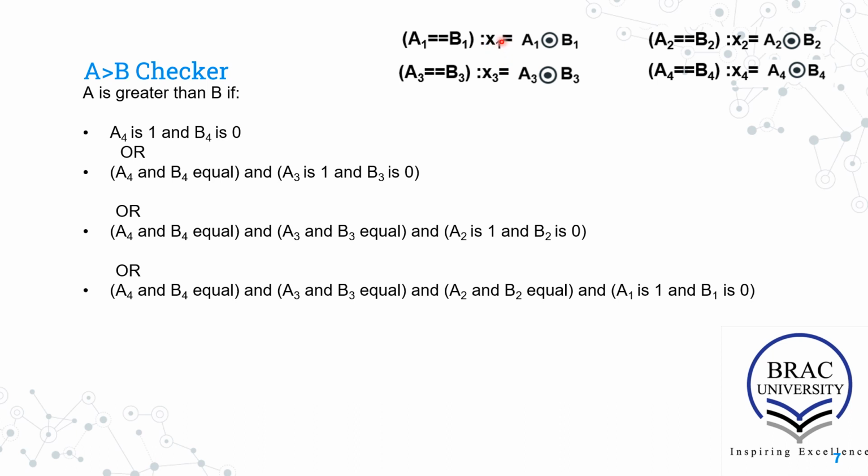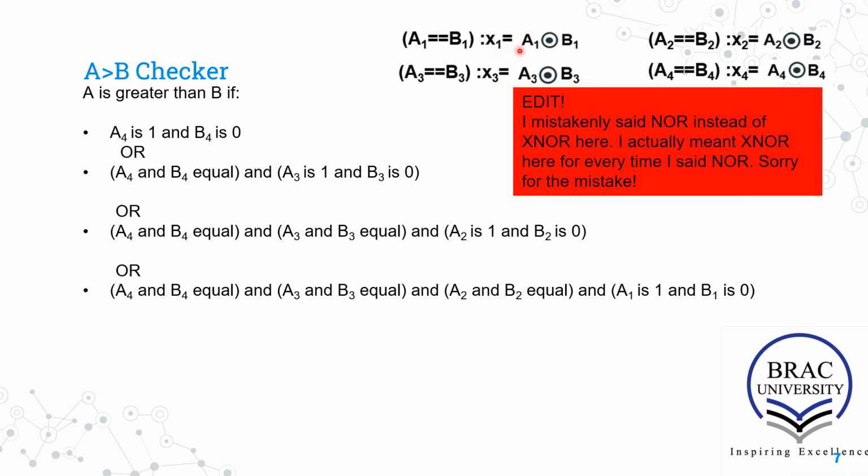So the function x1 will check whether the bits a1 and b1 are equal. So we will pass a1 and b1 through a NOR gate. So this says x1 equals a1 NOR b1. And over here, the function x2 will check whether a2 and b2 are equal. So a2 NOR b2, and so on and so forth for x3 and x4. Okay, why do we need this? You will get to know shortly.